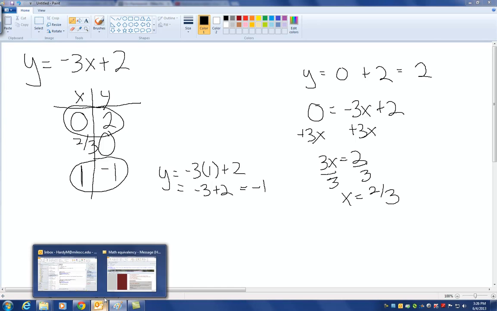And now we can go on. You're not just limited to intercepts here. You can plot any pairs of points. You start with the value of x, find the y that goes with it.